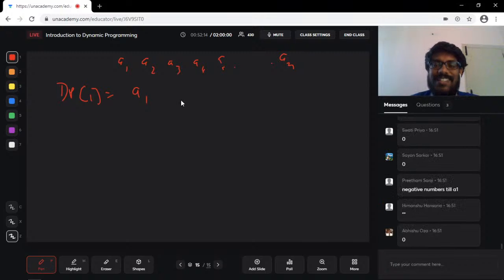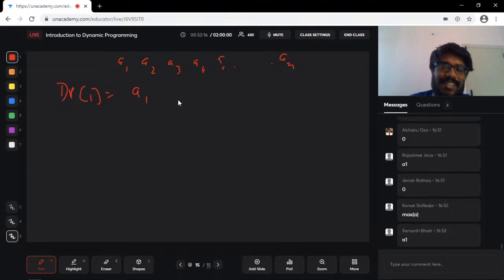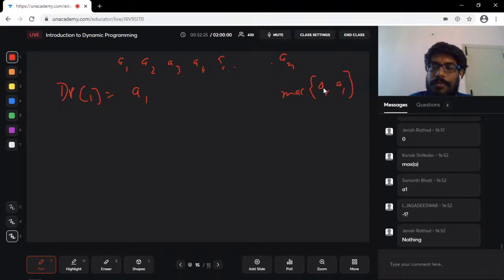It's not 0. If it's negative, then it's 0. If it's positive, then it's a1. It will be max of 0 comma a1. Yeah, it's max of 0 comma a1.